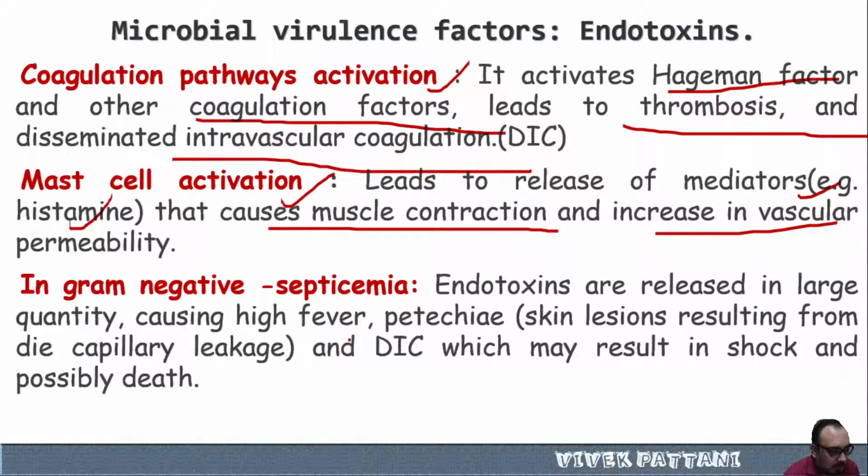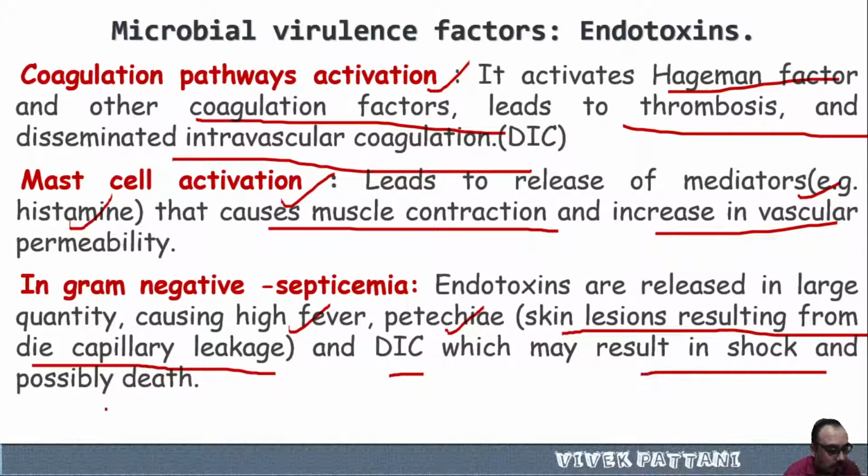In gram negative septicemia, endotoxins are released in large quantities causing high fever and petechiae. What is petechiae? They are the skin lesions resulting from capillary leakage. And also the DIC. What is DIC? It stands for disseminated intravascular coagulation, which may result in shock and possibly death.